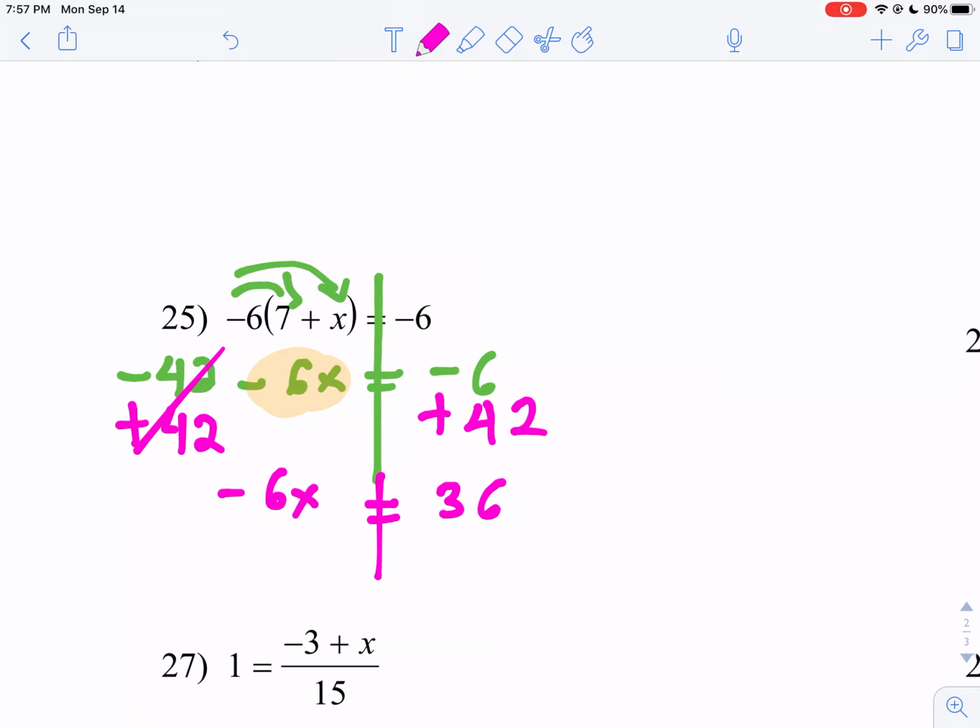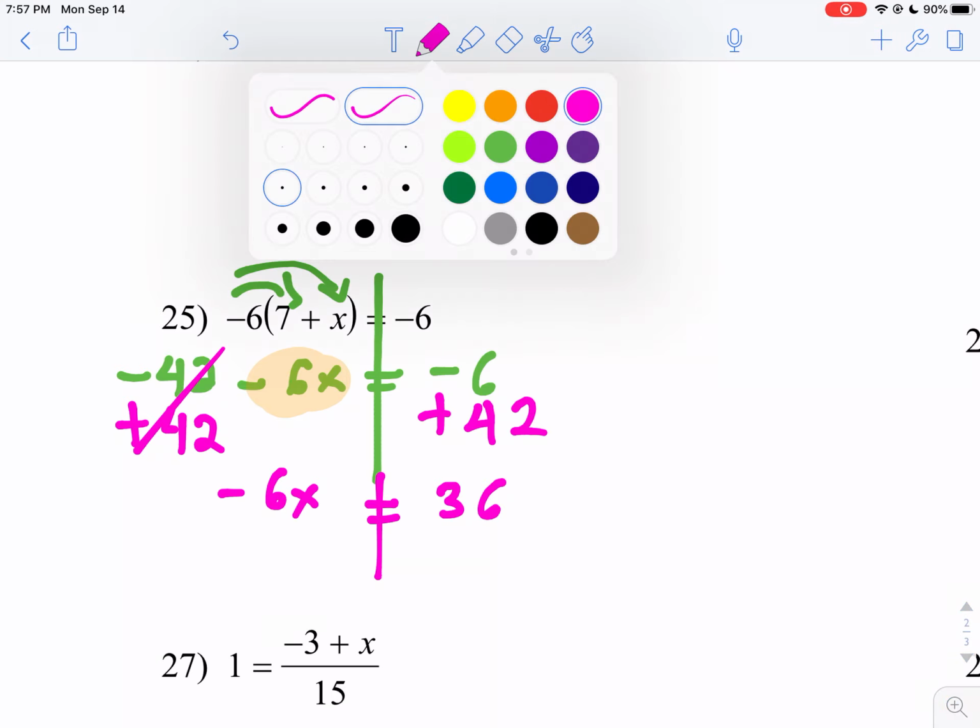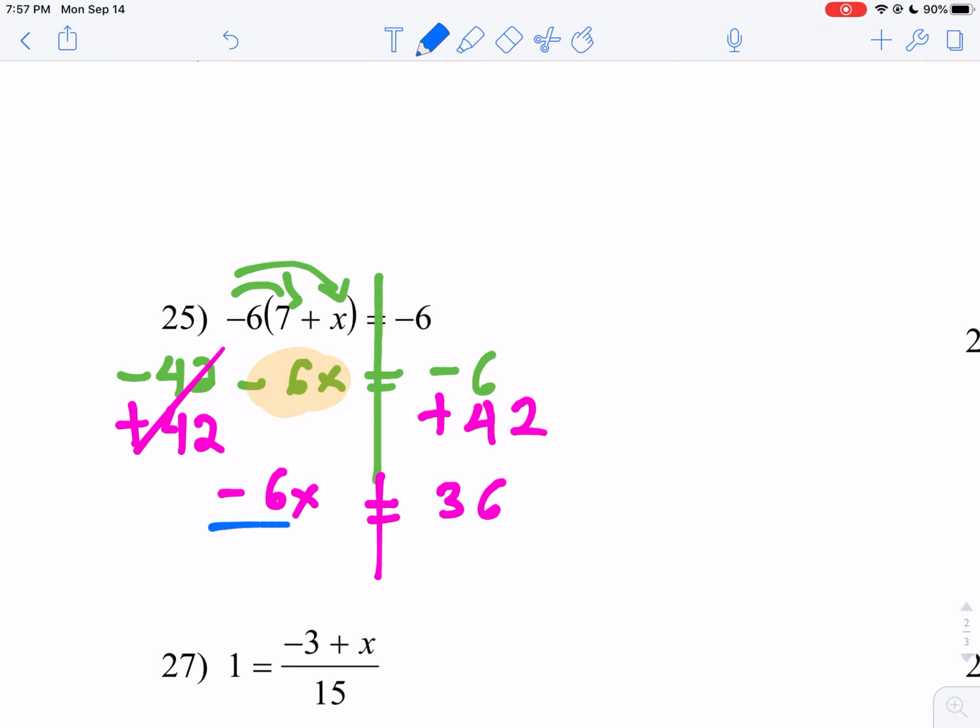So the opposite of negative 6 times x, again, is dividing by negative 6. Okay, so dividing by negative 6. And watch out for your positive and negative numbers again.